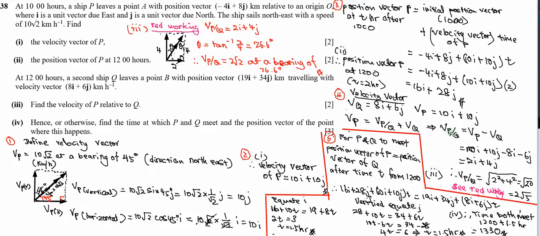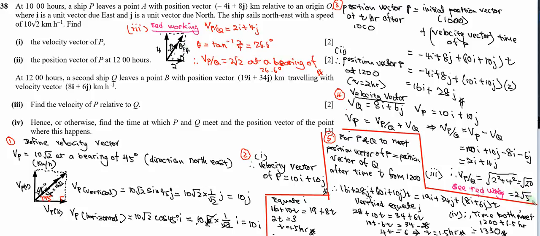Okay, so our velocity vector of P relative to Q is 2I plus 4J. To find the magnitude of the velocity of P relative to Q, we just take the square root of 2 squared plus 4 squared. That means you have a 2 in the I direction and a 4 in the J direction. To find this magnitude, you square this and square this, and take the square root of the sum. You get 2 square root 5.